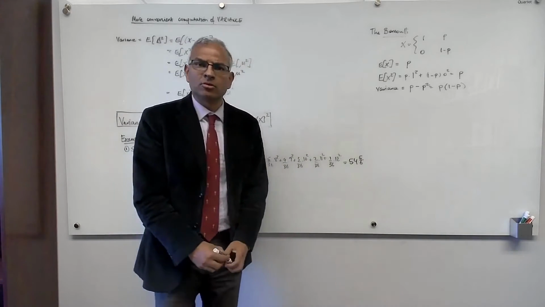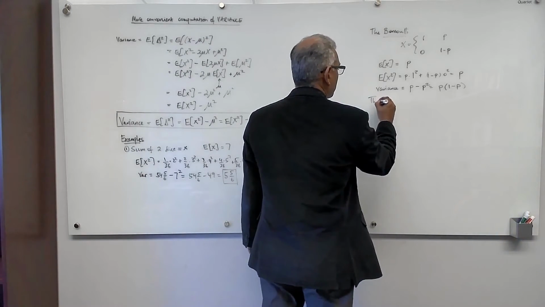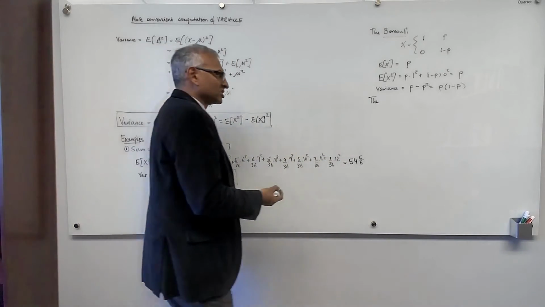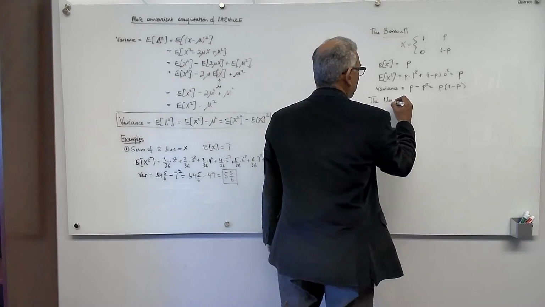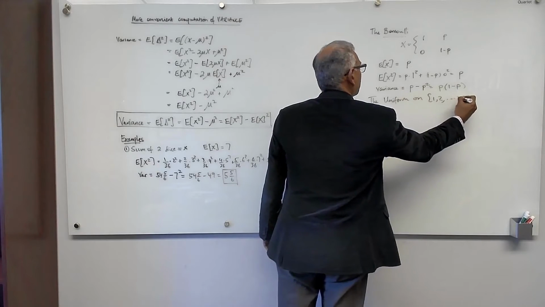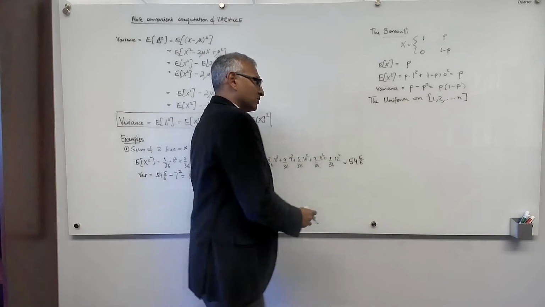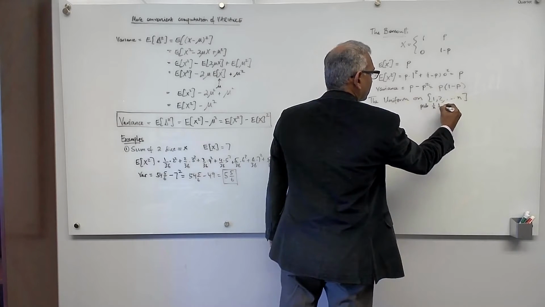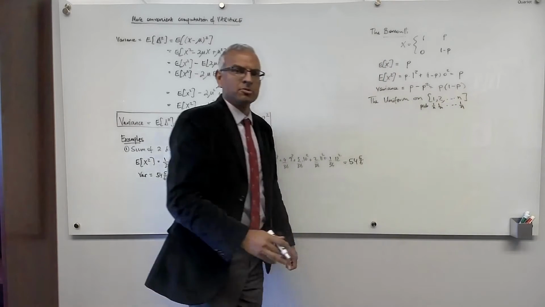Okay, what about the uniform random variable? The uniform. And now you'll see why it's much easier to compute this way rather than computing deviations and then taking the average. The uniform on 1 up to n. Okay, and remember, if it's uniform on 1 up to n, then the probabilities are 1 over n up to 1 over n. So all the probabilities are the same.